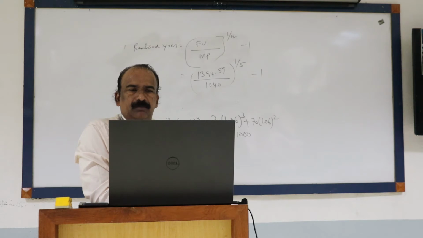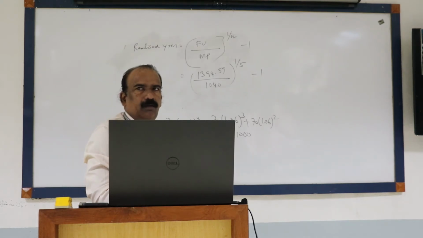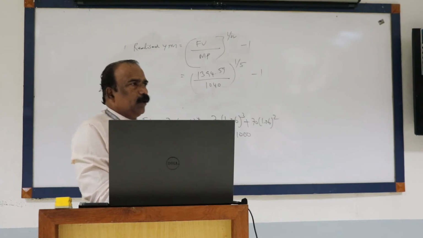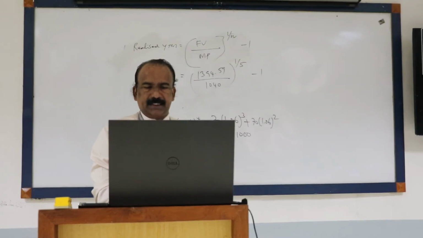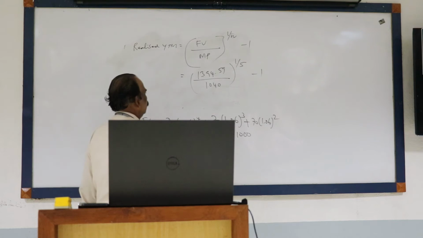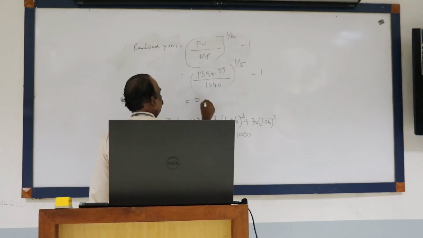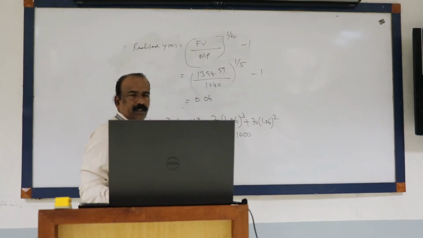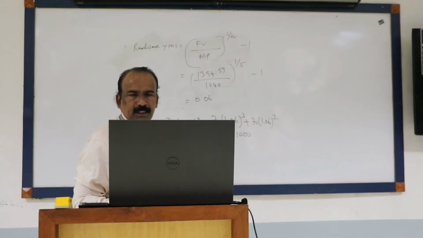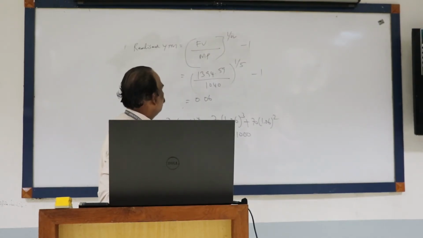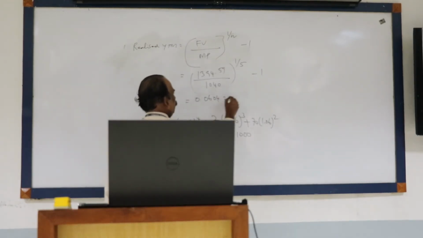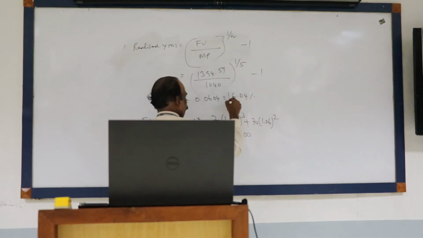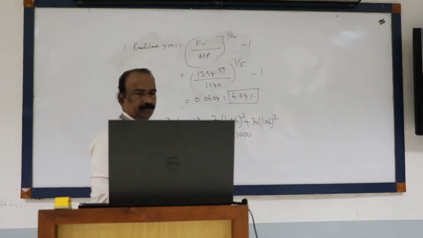What's the value? 0.06, sir. 0.06, a little higher. 6.04 is coming. 0.0604. Yeah, 6.04.